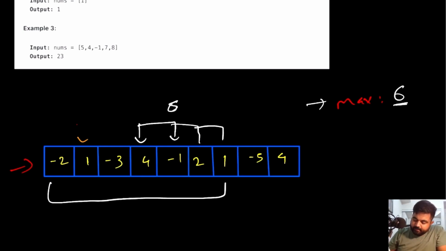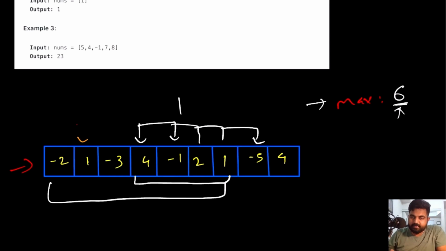We can say that up until this point, the subarray where we have found the maximum value is 6. Now this is again -5. If we do 6 plus -5, we still get +1, which is again positive. So we are keeping this as a subarray, and then again this value is +4.